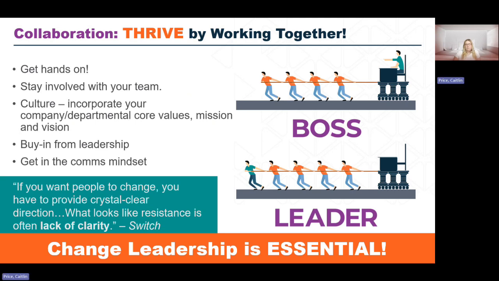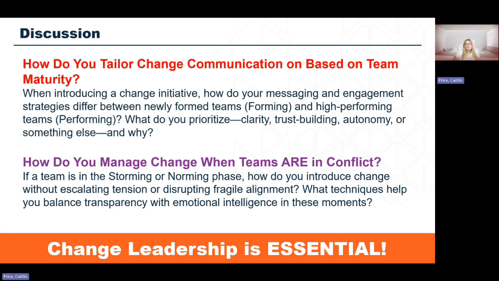Our next set of discussion questions are going to look at change communication based on team maturity. Looking at the 5 stages of Tuckman's group development, when you're introducing a change initiative, how do you form your messaging and engagement strategies to the different teams that may exist in your organization? Look at how the different parts and different areas of a football team or a football season play into how your teams are performing and where they're at in their success.